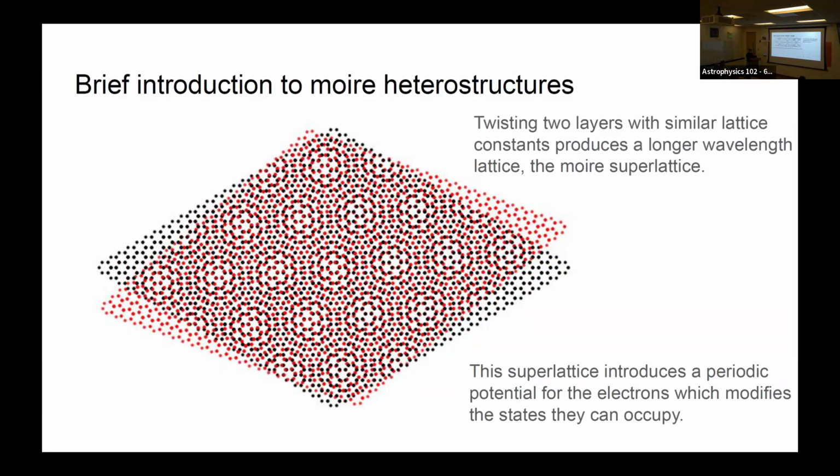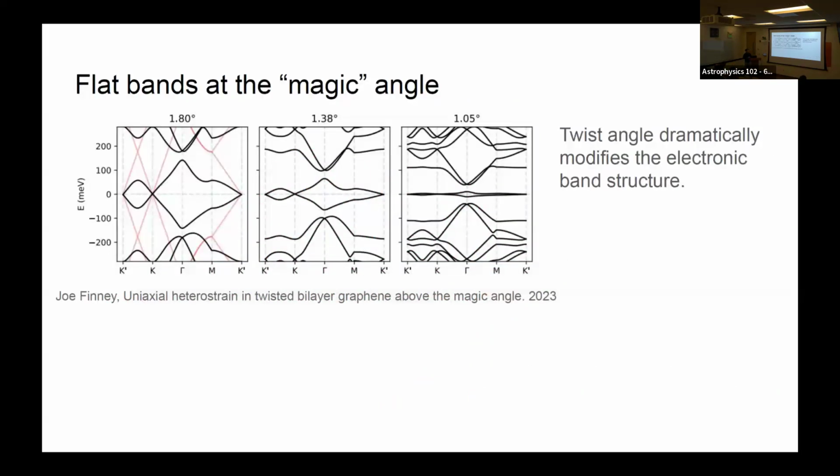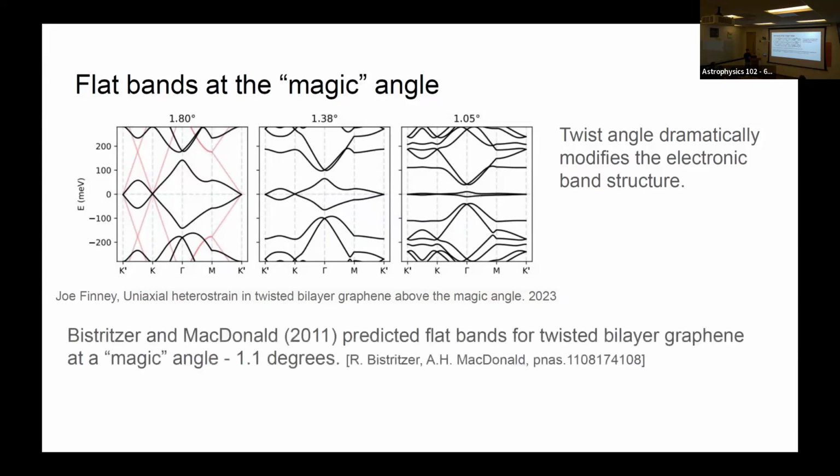And from the perspective of electronic band structure, I'm showing calculations from a thesis of a former group member of mine, showing the band structure for different twist angles for twisted bilayer graphene. The only thing I want you to focus on is that these bands in the middle decrease in width for certain angles. This behavior was predicted by Bistritzer and MacDonald in 2011 for twisted bilayer graphene, in which they found that at a particular magic angle, 1.1 degrees, you get a flat band.